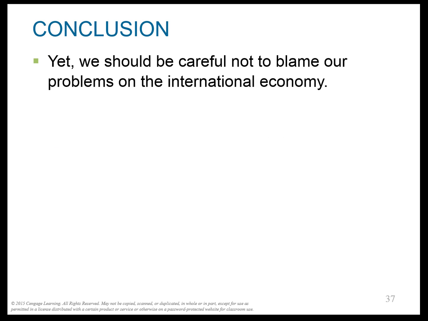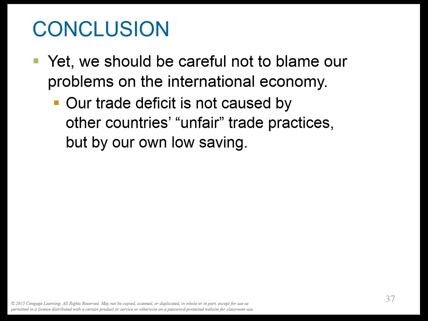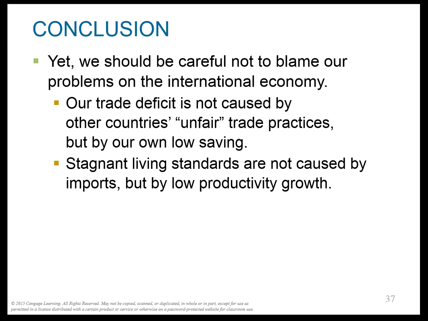Okay. However, we should be careful not to blame our problems on the international economy. Our trade deficit is not caused by other countries' unfair trade practices, but by the budget deficits that we've been running. Right? We showed earlier with our model that a budget deficit leads to a trade deficit. So we have stagnant living standards in America or in any place. That has nothing to do with unfair trade or cheap imports coming in. It looks like it has more to do with too little investment because there's too little savings.